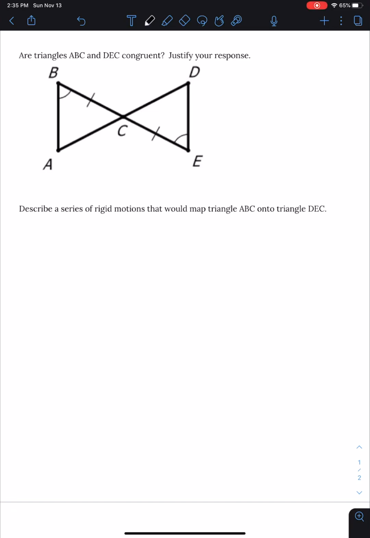Are triangles ABC and DEC congruent? Justify your response. Describe a series of rigid motions that would map triangle ABC onto triangle DEC. So there are two different ways that we can think about the first part of this question.